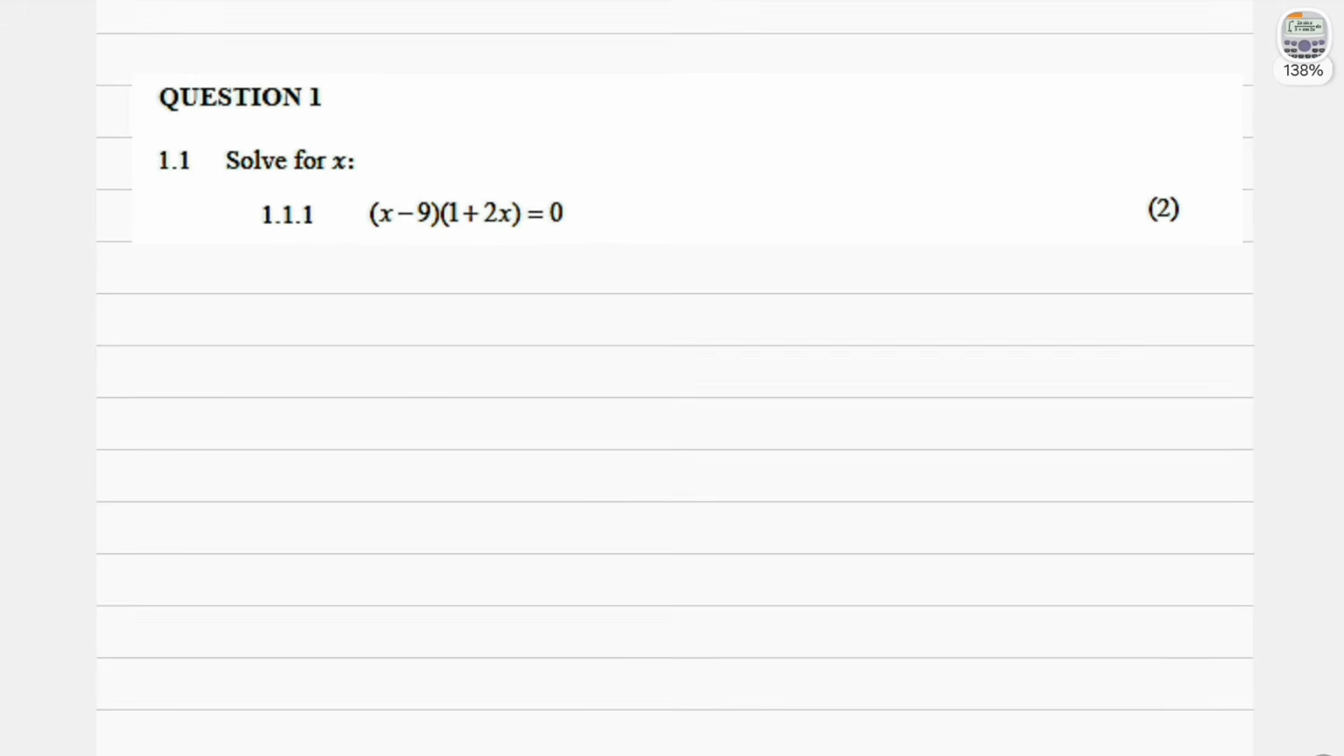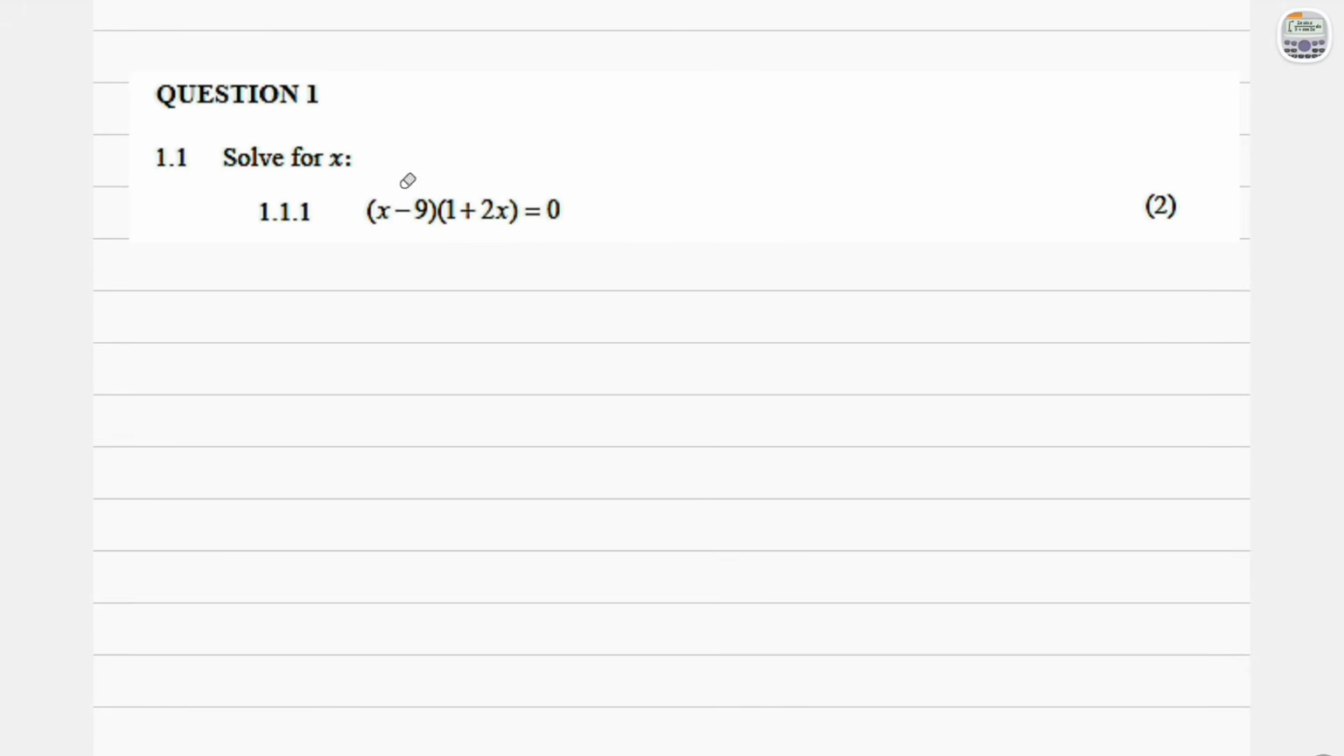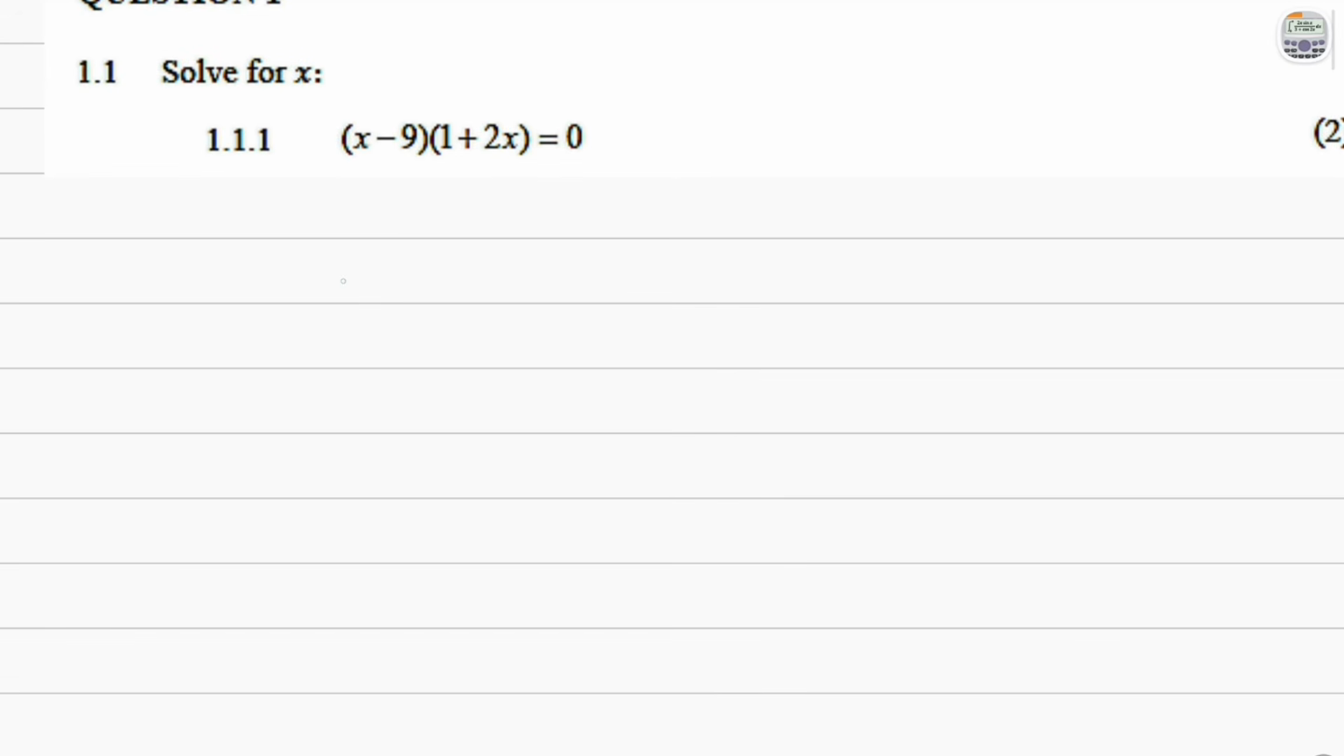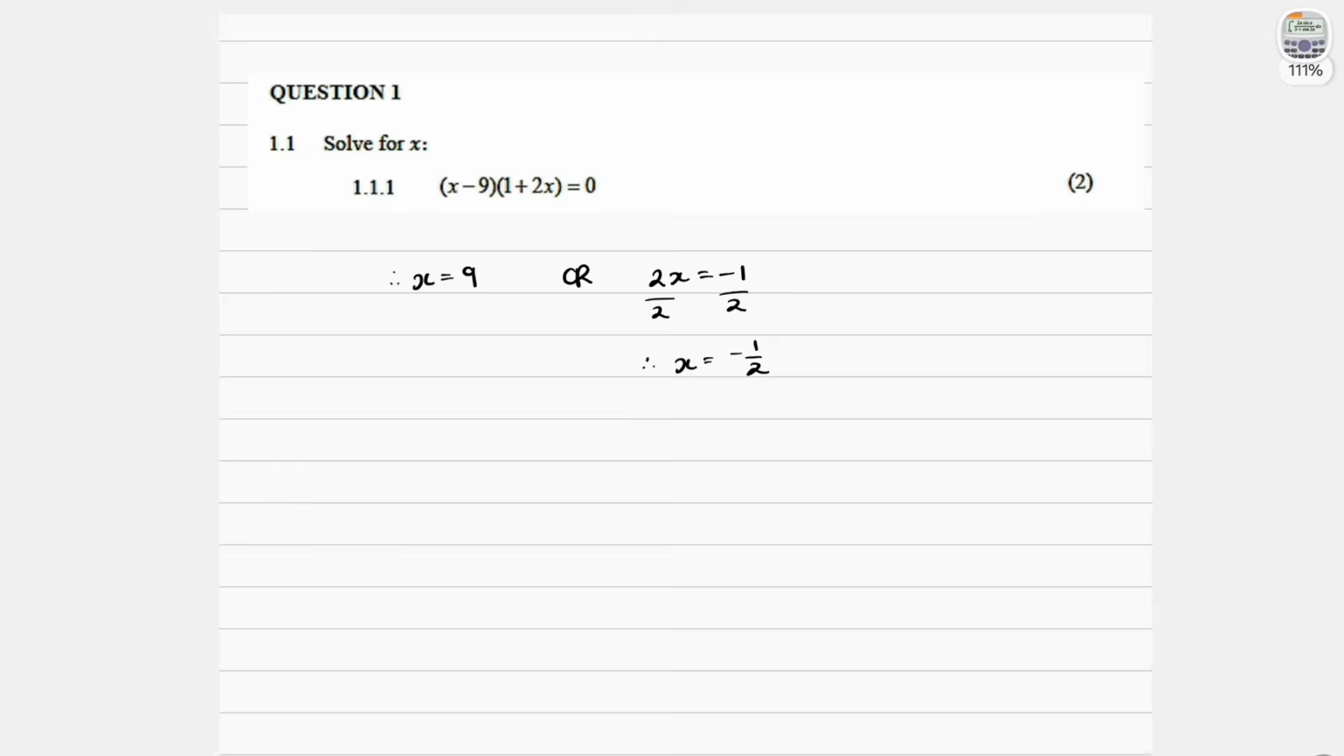Question 1.1.1 says we need to solve for x and we're given this equation. So they've already been factorized and one hand side is equal to 0. So we can just equate each bracket to 0. So x minus 9 equals 0. Therefore, x is equal to positive 9. And this is 1 plus 2x, which is the same as 2x plus 1. If you equate it to 0, we're just saying 2x is equal to negative 1. So we can just say or 2x equals negative 1 and divide both hand sides by 2. Therefore, x is equal to negative 1 over 2. And those are our answers.